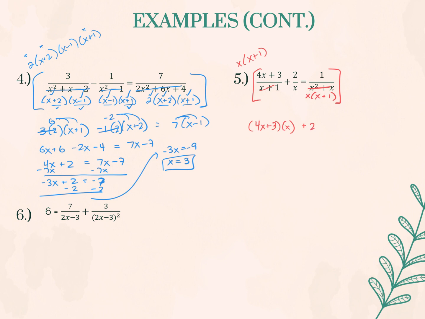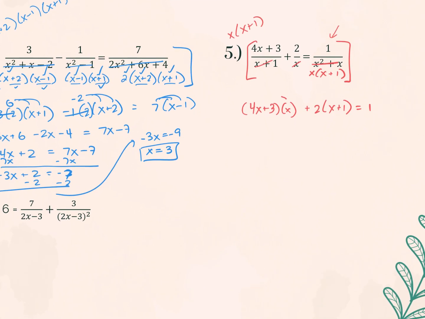When I do the 2 over x, I know the x is going to cancel, leaving me with 2 times x plus 1. And when I multiply this one over here, both of the terms cancel out, leaving me with just 1. So again, now it's time to distribute here. 4x squared plus 3x, and then I get plus 2x plus 2 equals 1.